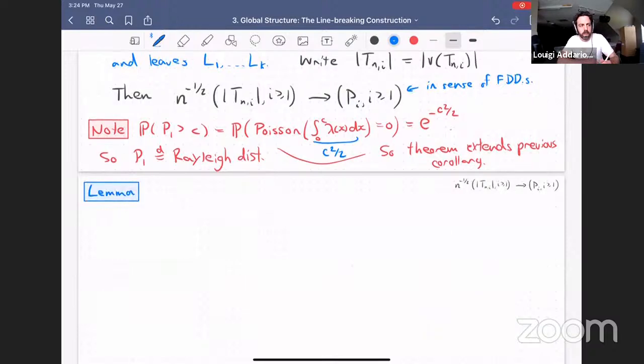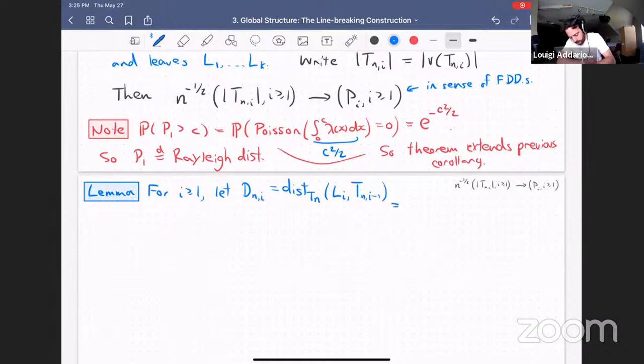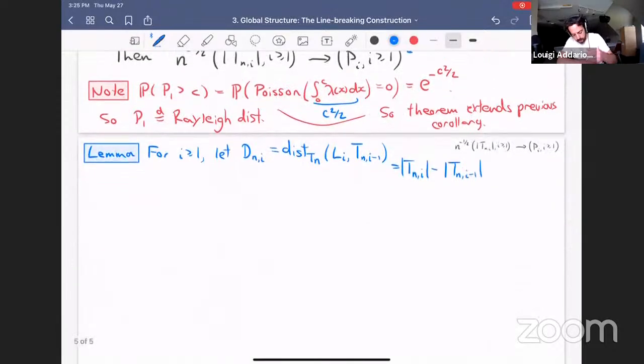We're really just going to compute the exact joint distribution of the branch lengths in the finite combinatorial trees. So for i at least one, let me write dni for the distance in the tree Tn from the leaf Li to the tree Tn i minus 1. So this is equivalently just the size of the tree Tni minus the size of the tree Tni minus 1.